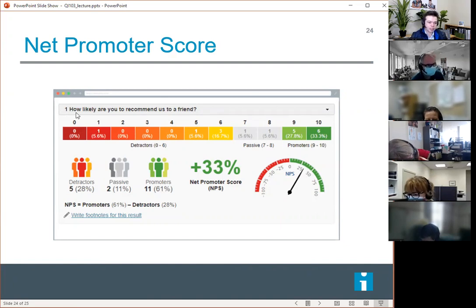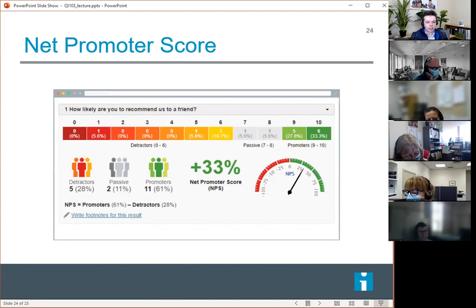And the question is something like, how likely are you to recommend us to a friend? It might be like a family member. How likely are you to recommend this hospital to another family member or somebody who you care about? Or it might be a ward area, or it might be a clinic or something like that.